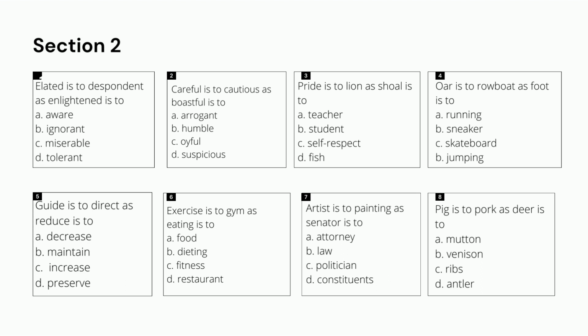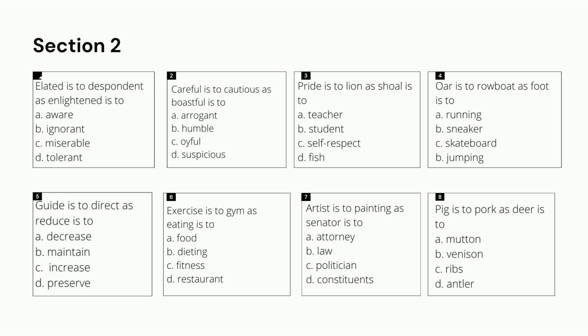Exercise is to gym as eating is to restaurant. How did we choose that? A gym is a place where people exercise, and a restaurant is a place where people eat. Wow. Right? Okay? We are almost at the end.